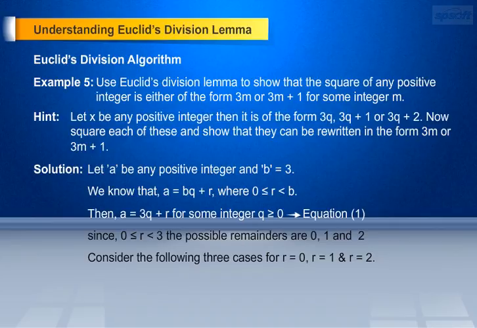We know that a equals bq plus r, where 0 is less than or equal to r, less than b. Then, a equals 3q plus r, for some integer q greater than or equal to 0. Make it equation 1. Since 0 is less than or equal to r, less than 3, the possible remainders are 0, 1, and 2. Consider the following three cases: r equals 0, r equals 1, and r equals 2.